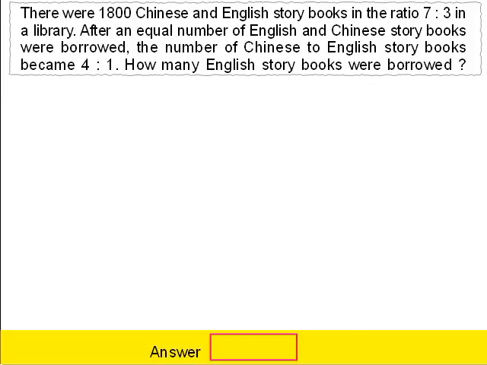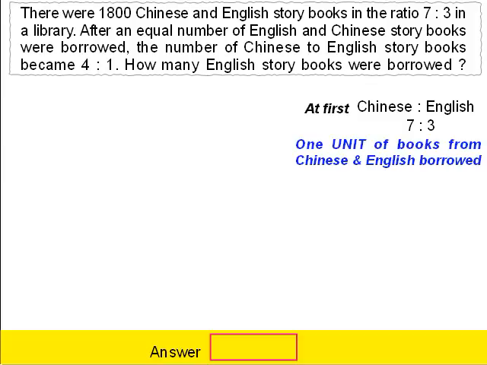Firstly, we know that the ratio of the Chinese to English storybooks at first was 7:3, given in the question. And then after that, an equal number of English and Chinese storybooks were borrowed. We let it be 1 unit of books from Chinese and 1 unit of books from English borrowed. Then after that, the ratio would have become 4:1.